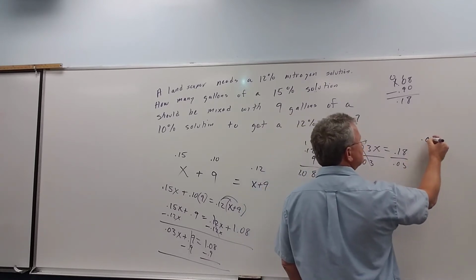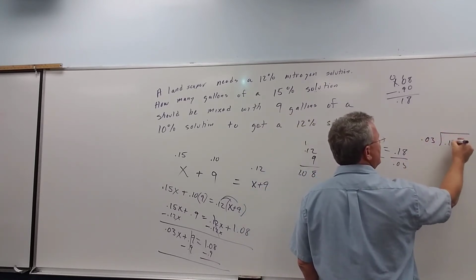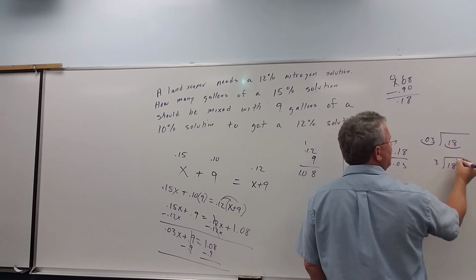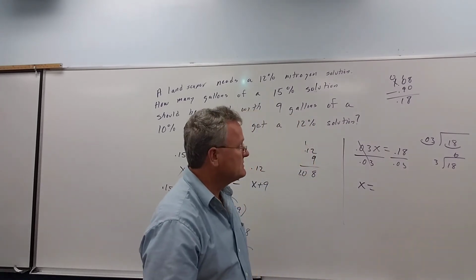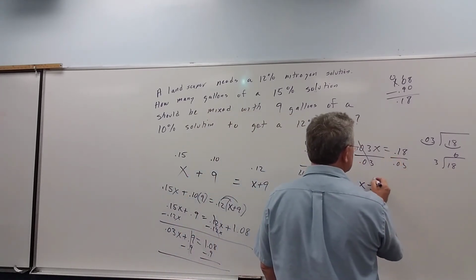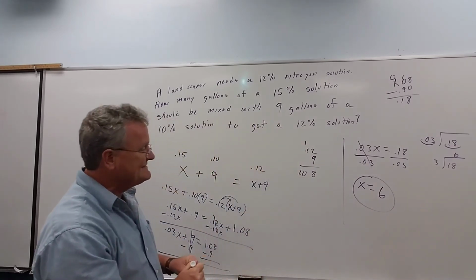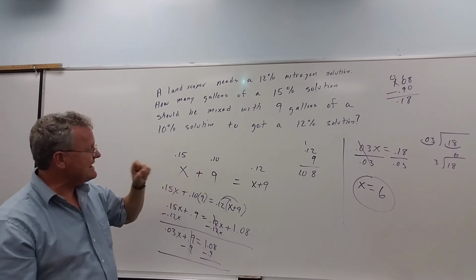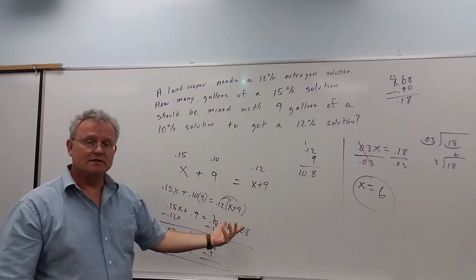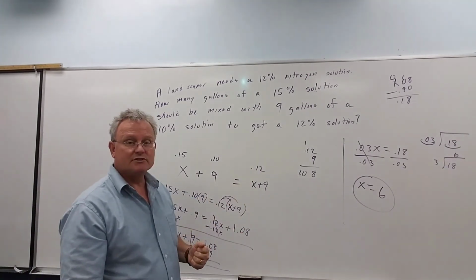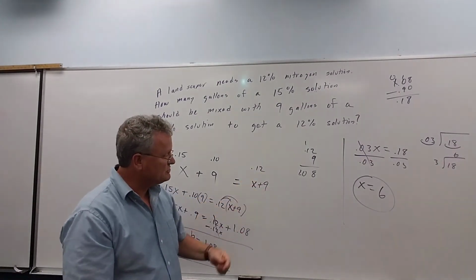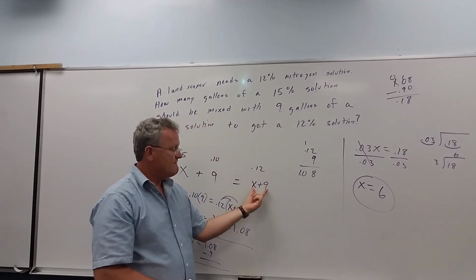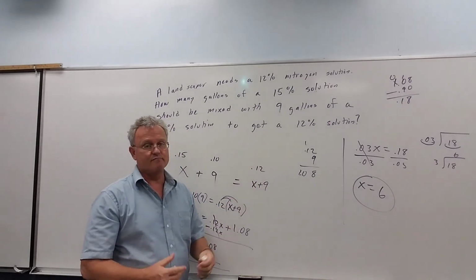Over here we have 0.03 divided into 0.18. Move the decimal over 2 places. We get 3 into 18. Well, 6 times 3 is 18, so this is equal to 6. So therefore, we add 6 gallons of the 15% plus 9 gallons of the 10%. That'll give us a 12% solution. How many gallons do we have? Well, X is 6. 6 plus 9, we're going to end up with 15 gallons of the 12% solution.